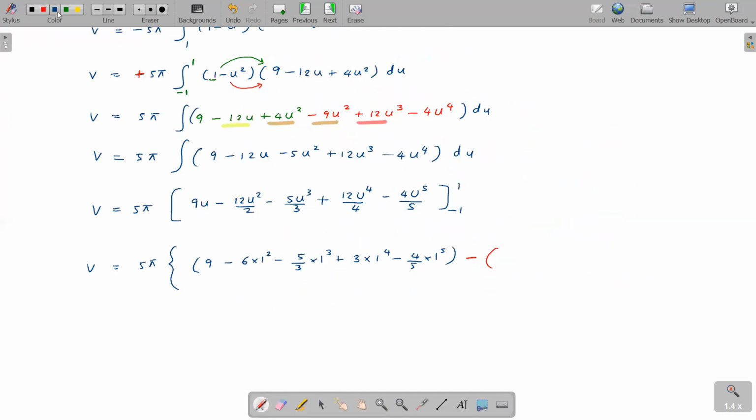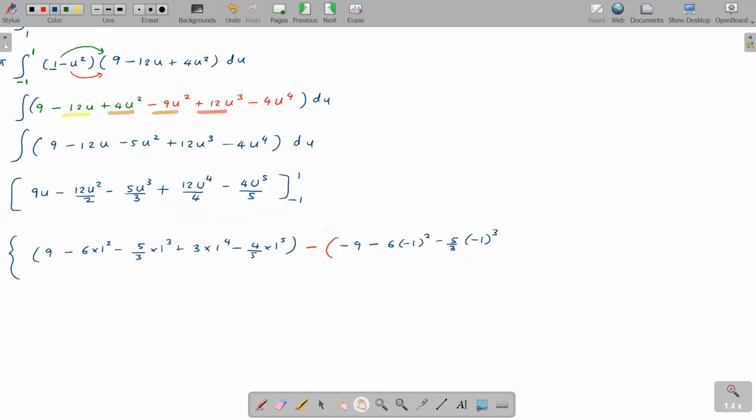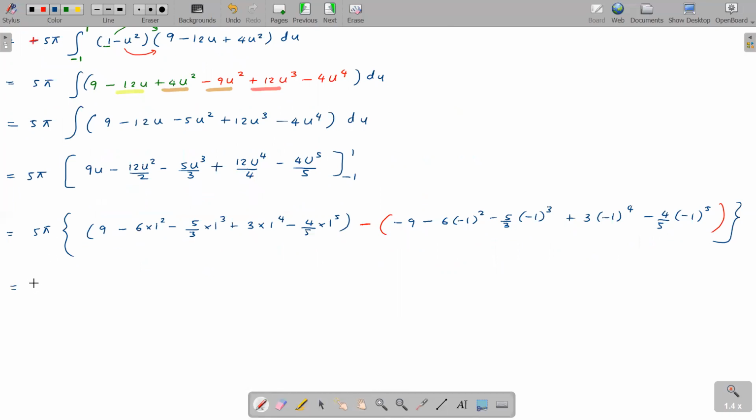You have replaced all the u with minus 1. 9 times minus 1 is, shall I directly put it as minus 9? Minus 12 divided by 2 is 6 into minus 1 square. Minus 5 over 3 into minus 1 to the power 3. 12 divided by 4 is 3 into minus 1 to the power 4, minus 4 over 5 into minus 1 to the power 5. So you need to type this in the calculator. How much is the answer for the first part?